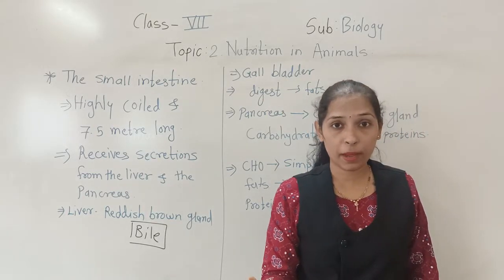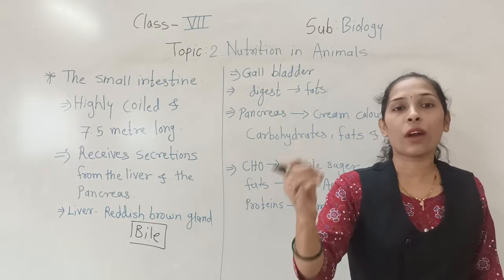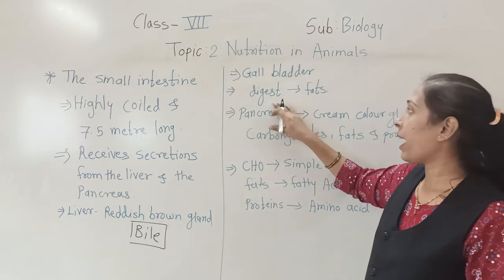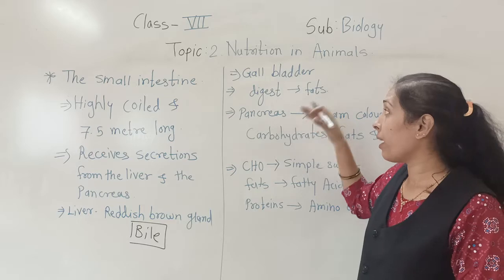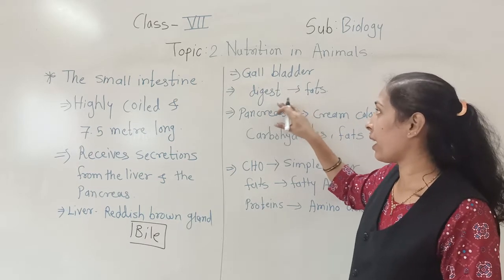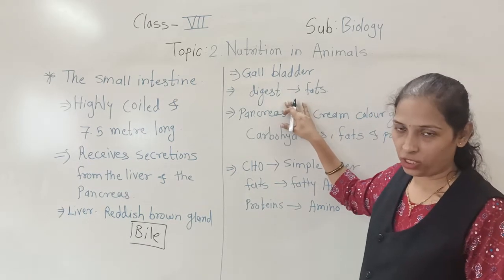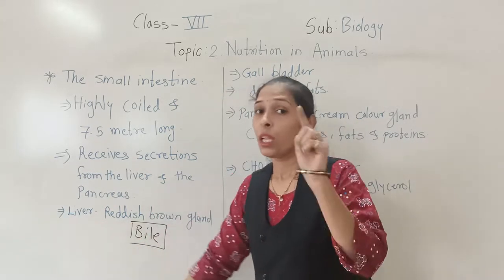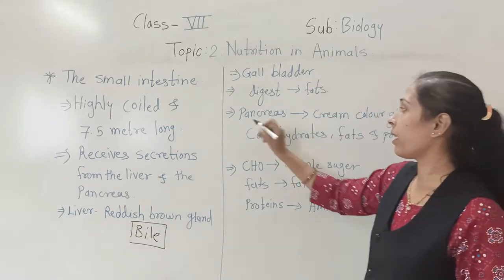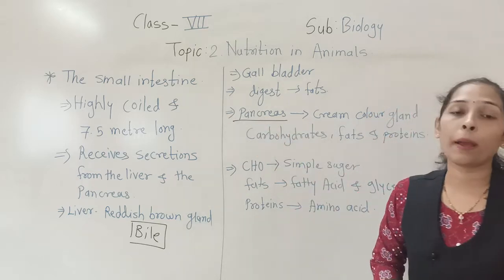Now we will see the function. What is the function of the bile juice? This bile plays a vital role in the digestion of fats. Okay, in the digestion of the fat. So with the help of the bile juice, the fats can be easily digested. Okay, so this is the first one, that is the liver. Now we will move on to the second gland, that is what?